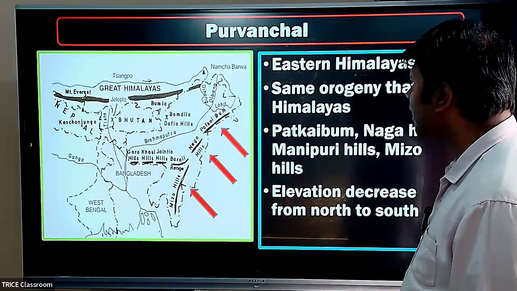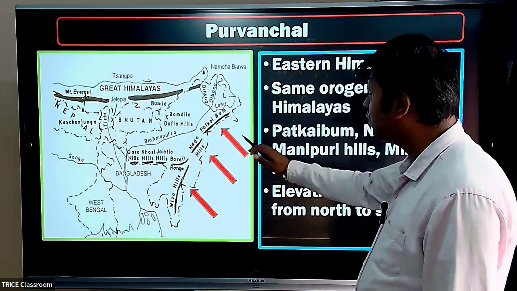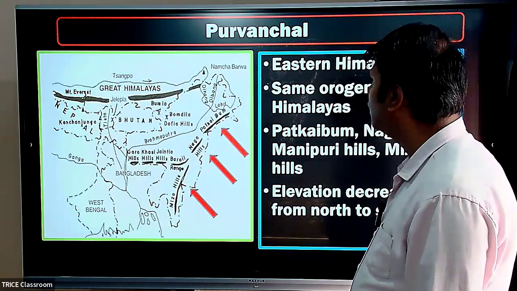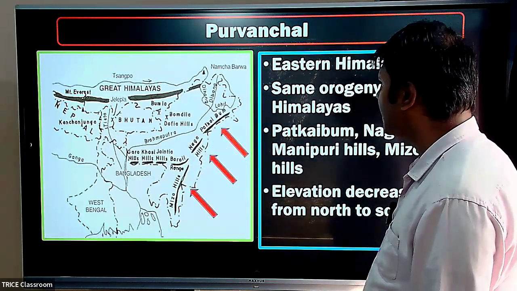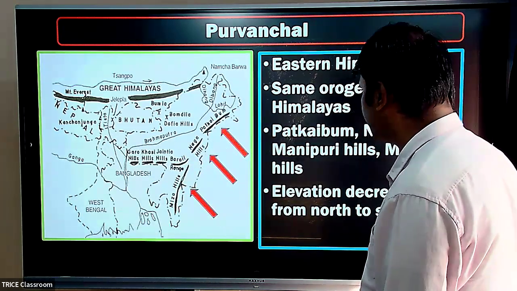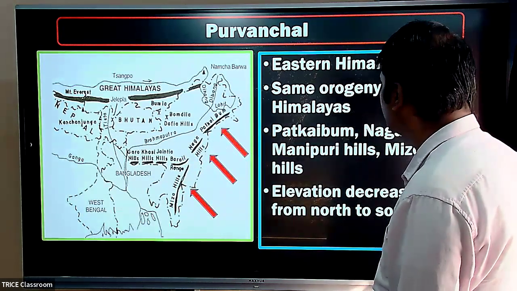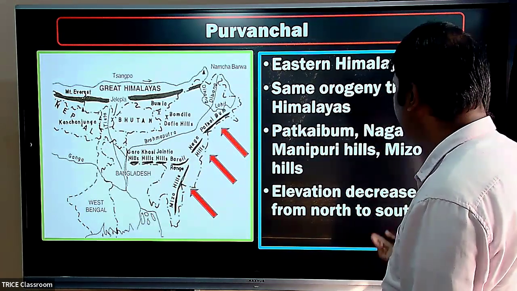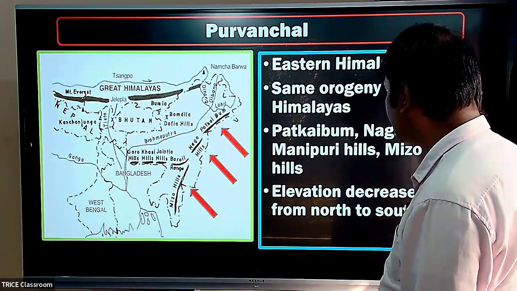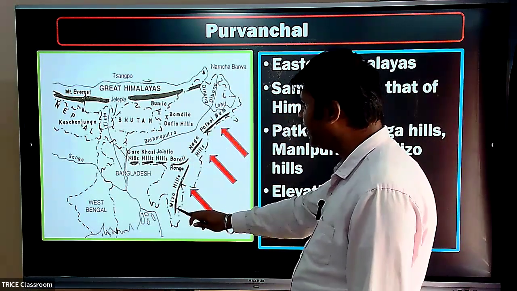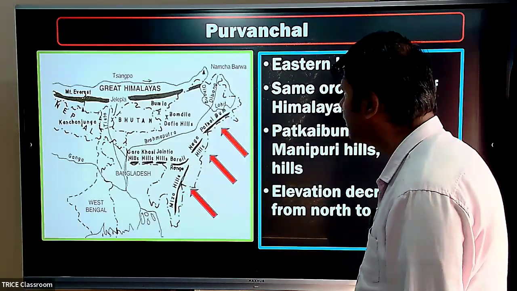Okay, so the Purvanchal, that is the Assam Himalayas, you have Patkai Bum, the Naga Hills, the Mizo Hills. These are the eastern Himalayas near Arunachal Pradesh, Assam, Mizoram. That's where you will find these hills. They have also originated like the Himalayas, but their elevation is less. If you come to the Mizo Hills in the south, their elevation is very low when compared to the northern hills.